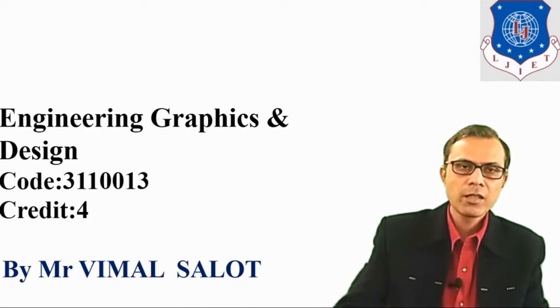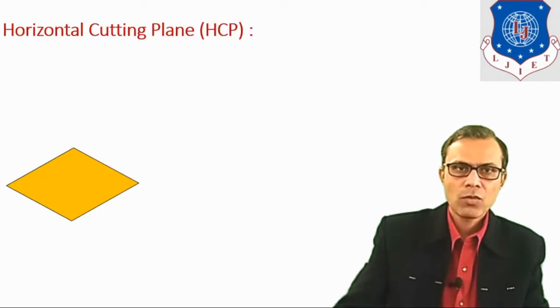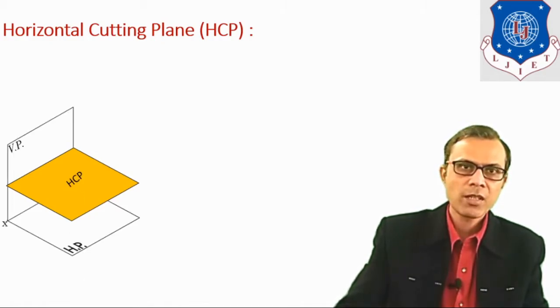In this session, we are going to discuss section of solid. For that, let us understand what are the different types of the cutting plane or the section plane. First type of cutting plane is known as horizontal cutting plane. In short form, it is written as HCP. So here it is HCP.